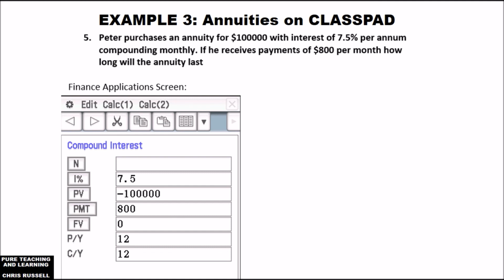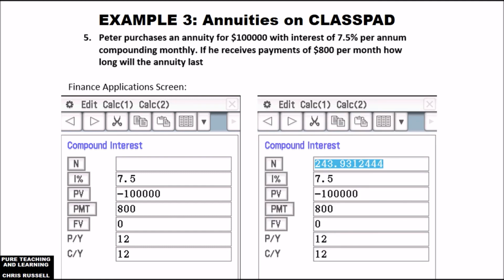Our FV or future value is 0 because we want to know when it is going to be 0. Our PY and CY is 12 because there are 12 months in a year. And when we hit N, we get 243.93. And what we can do is round it up to the nearest whole number, so therefore Peter's annuity will last 244 months.